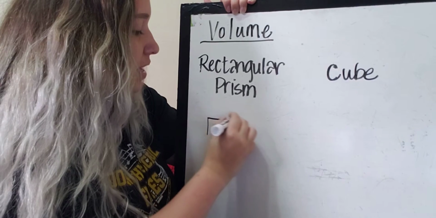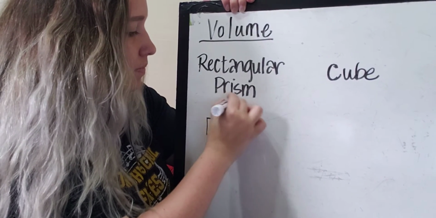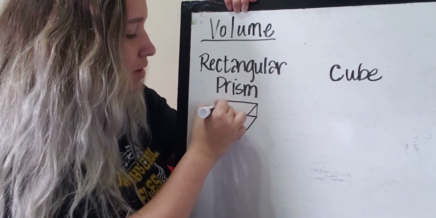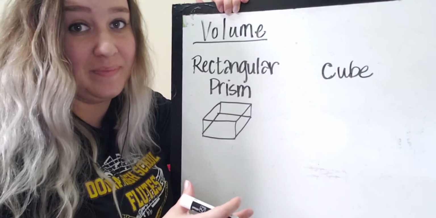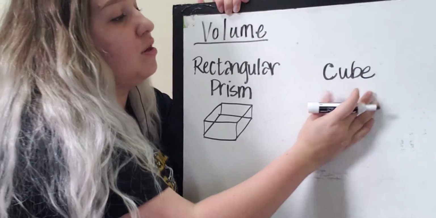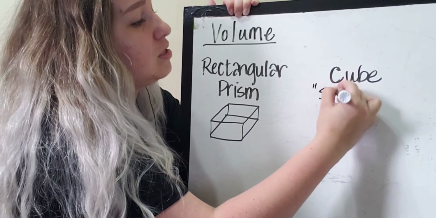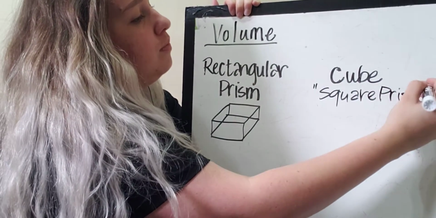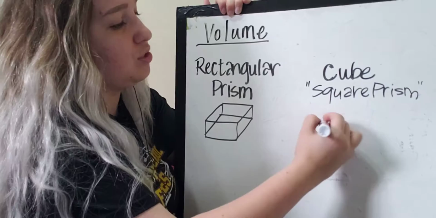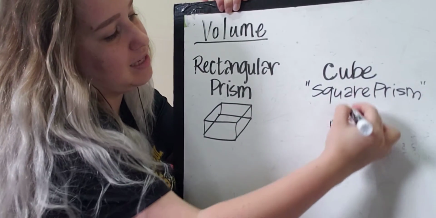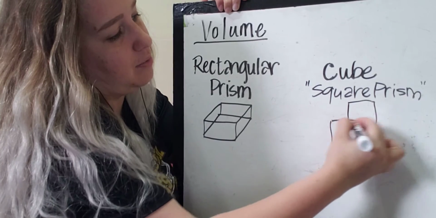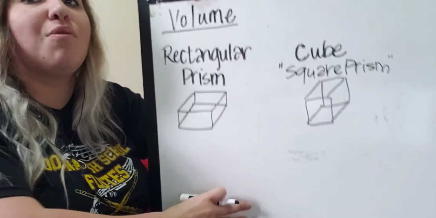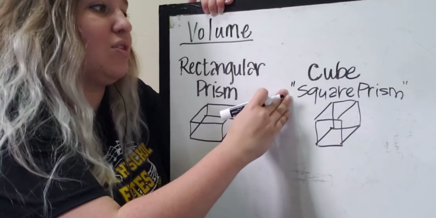You're going to draw 2 rectangles. All right? And then connect the corners. That's a rectangular prism. Okay? And a cube, we know it's also known as a square prism, because a cube is 2 squares. So try your best, and they can even overlap a little bit. And there is your cube. Okay, so by now you should have your rectangular prism and you should have your cube.